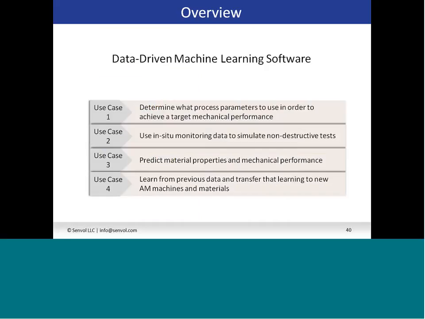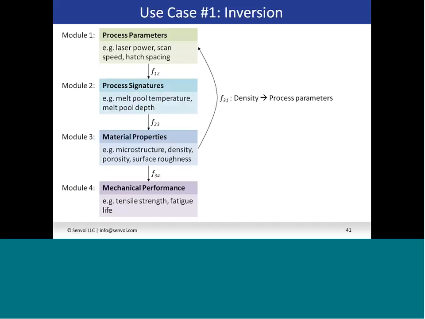Now I'll walk you through these four use cases. The first use case is determining what process parameters to use in order to achieve a target mechanical performance. The example I'm going to show you for this use case is F31. This is a use case where the Navy had a target density, and based on that target density, they wanted to predict what process parameters to use in order to achieve that density.